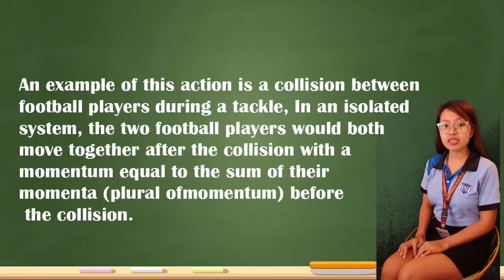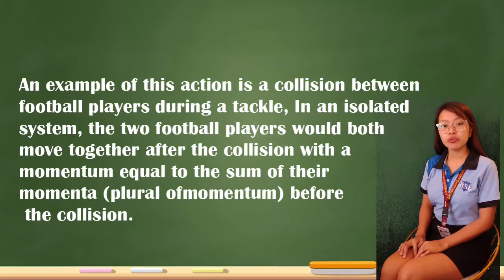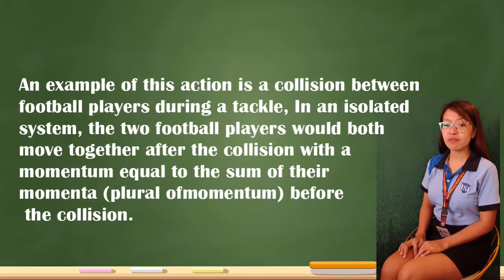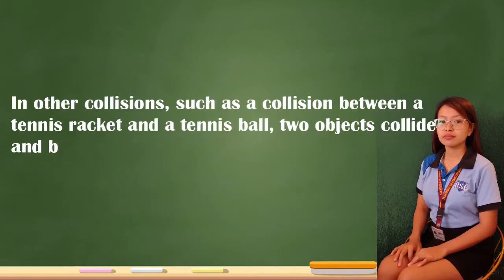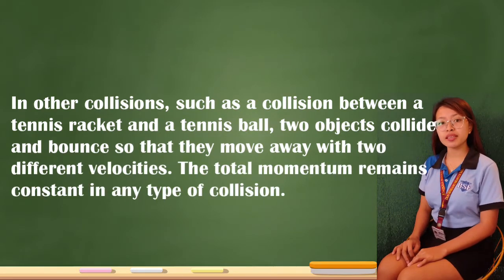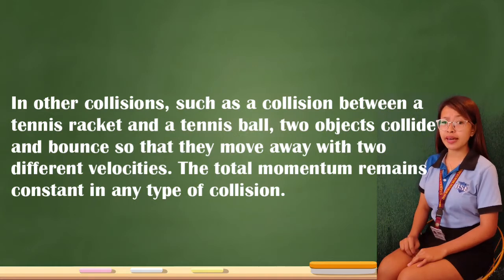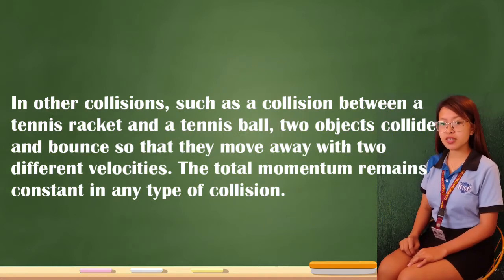In an isolated system, the two football players could both move together after the collision with a momentum equal to the sum of their momenta, or the plural of momentum, before the collision. In other collisions, such as a collision between a tennis racket and a tennis ball, two objects collide and bounce so that they move away with two different velocities.